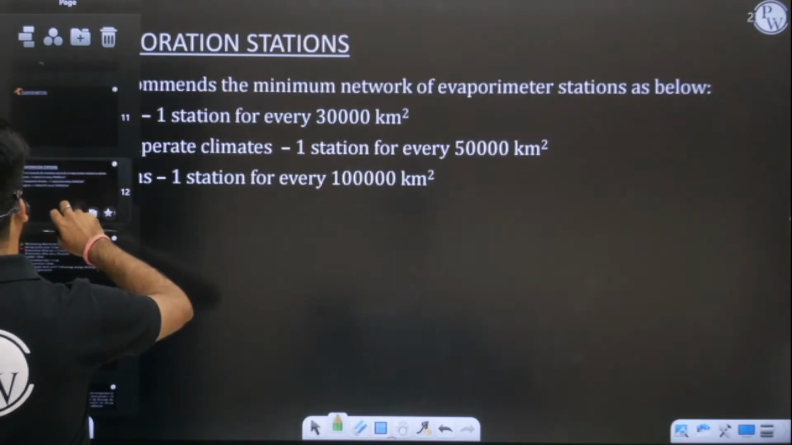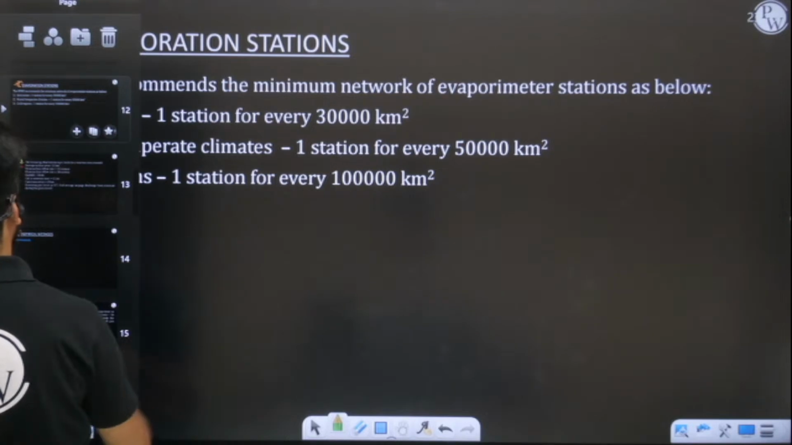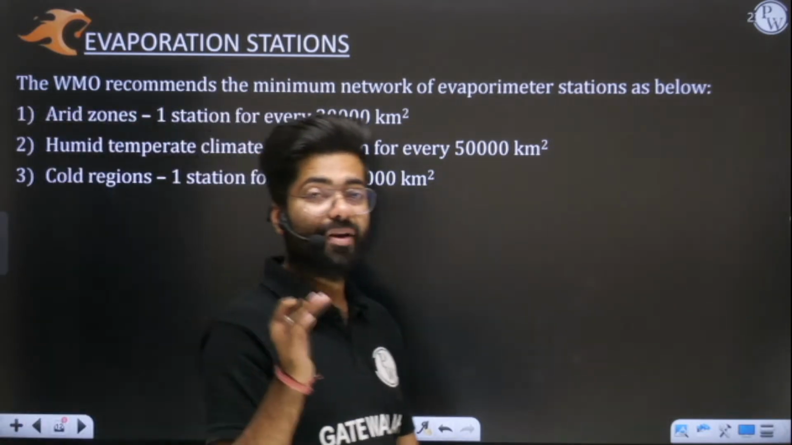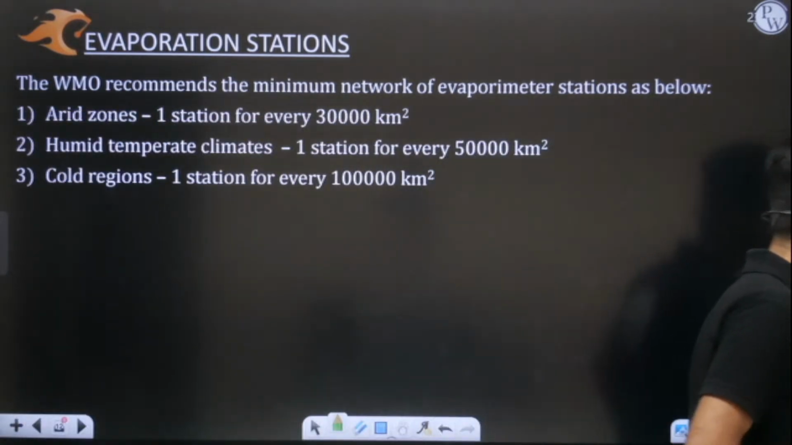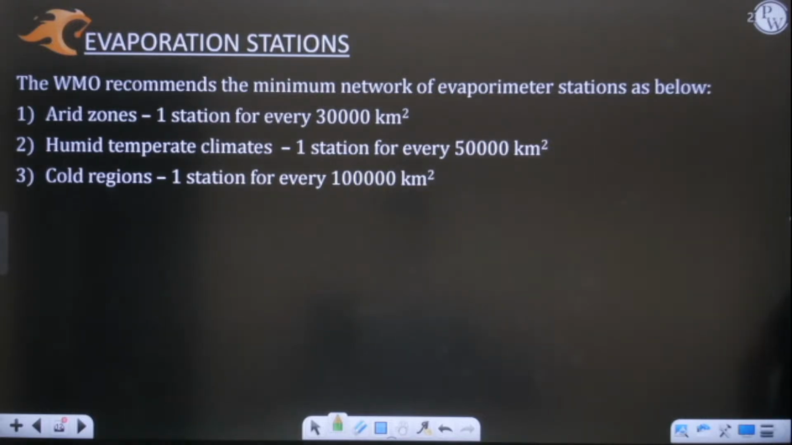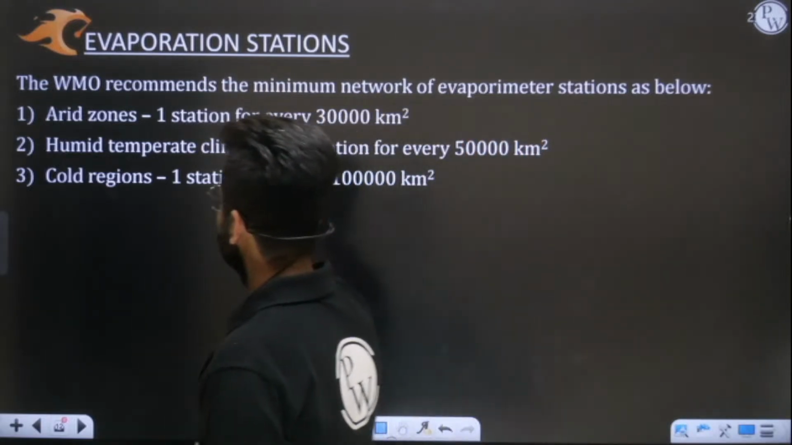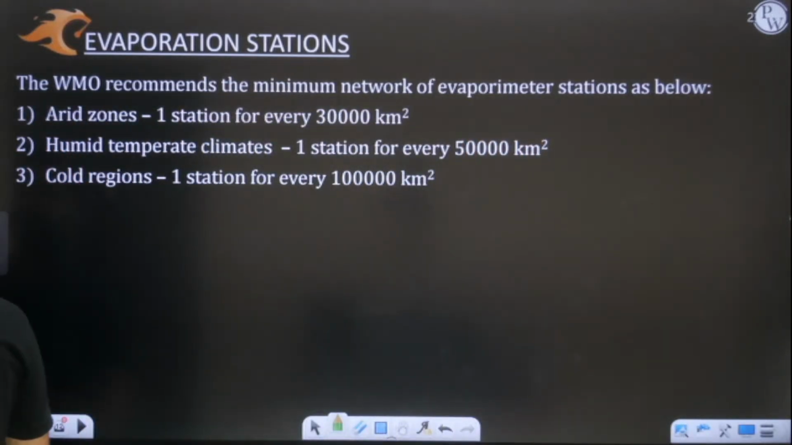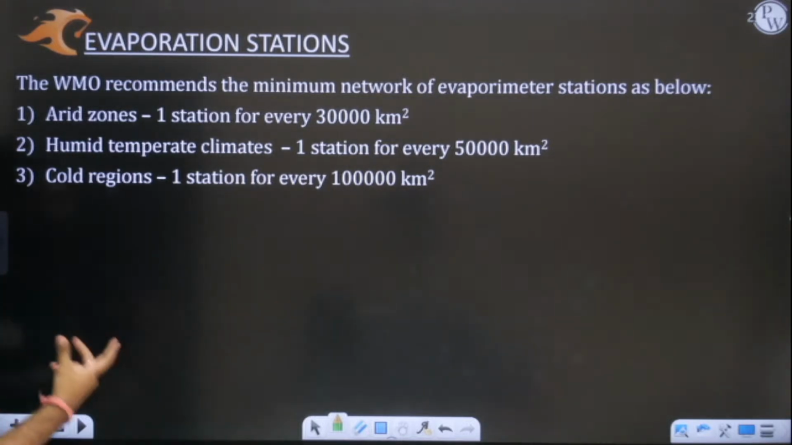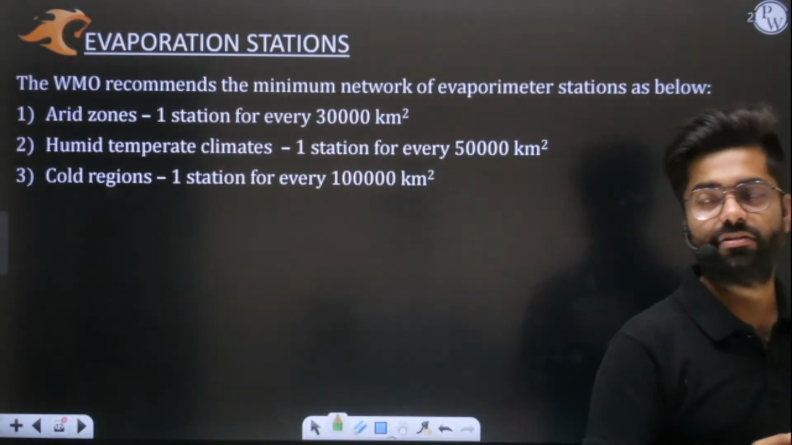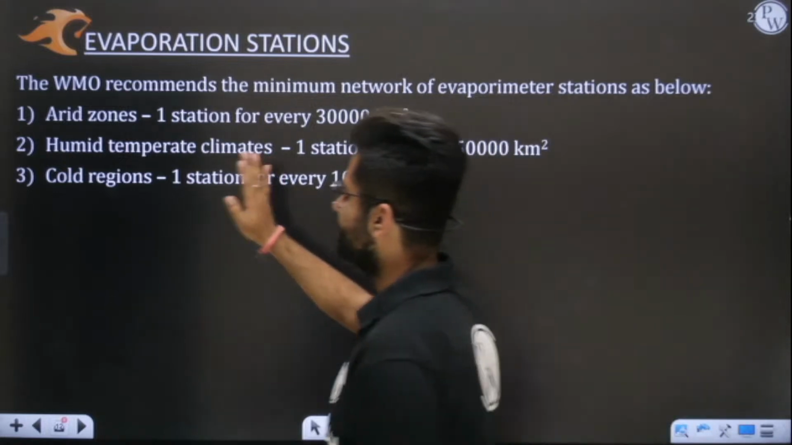But before that we are going to discuss some recommendations of WMO. WMO stands for World Meteorological Organization. According to WMO, there are some recommendations for the minimum network of evaporimeter stations. Arid means dry zone. You all know that in dry areas we have more evaporation, and in cold regions we will have less evaporation.